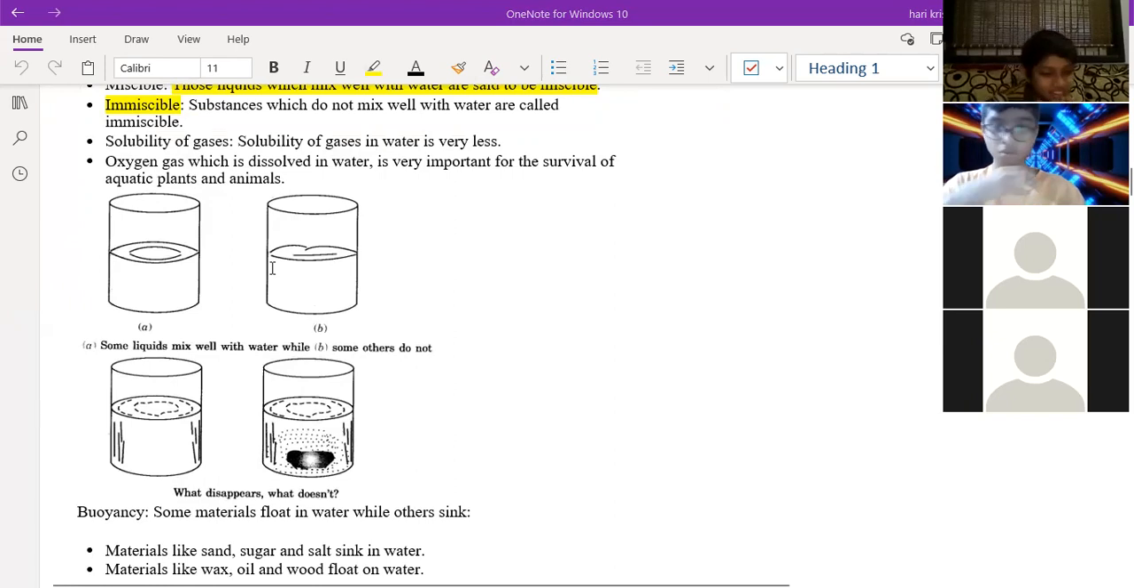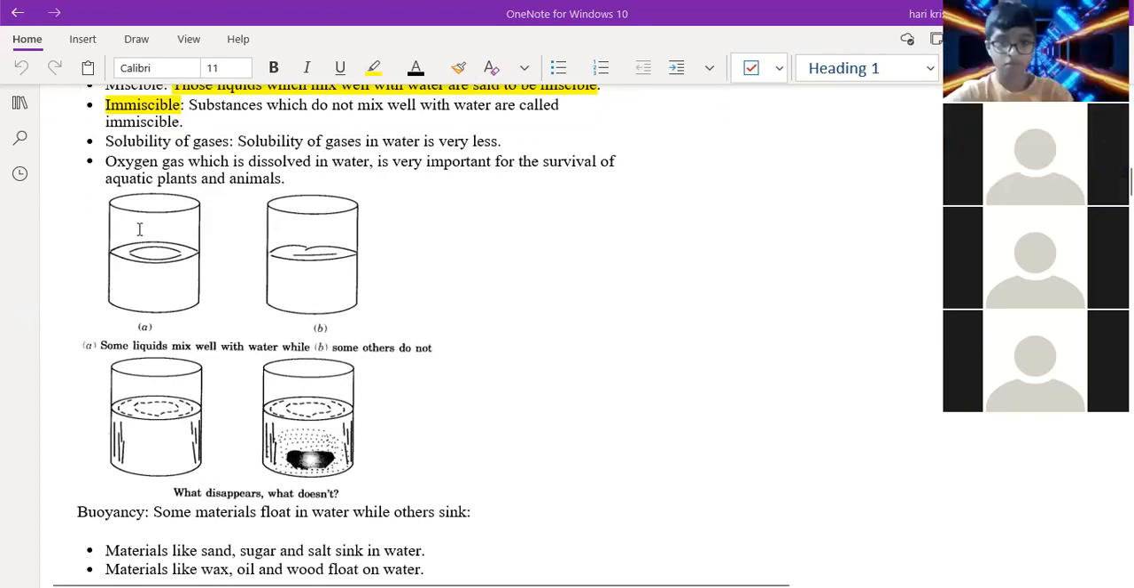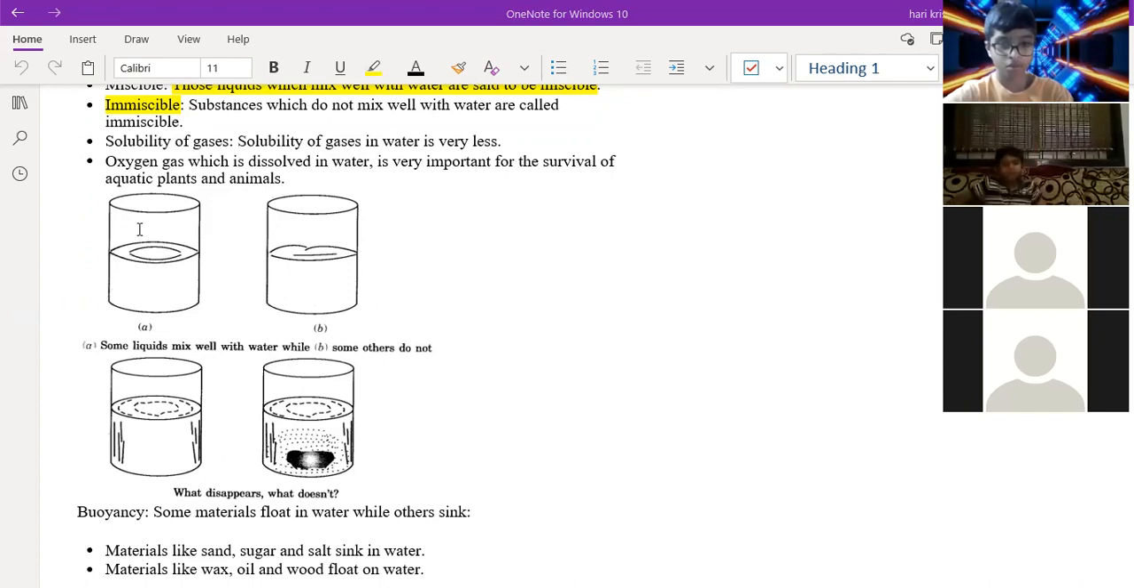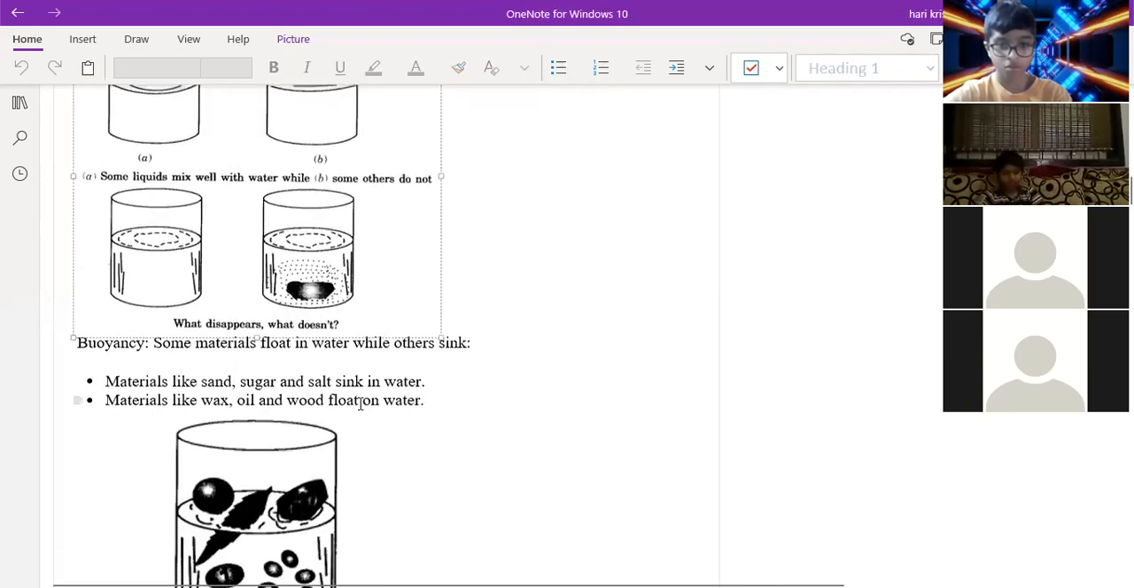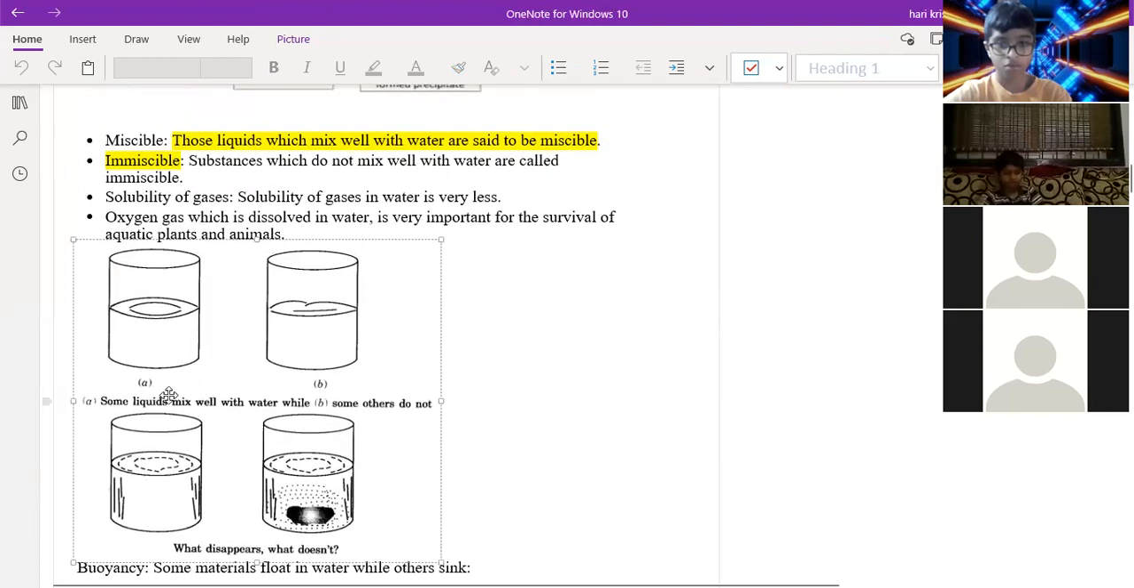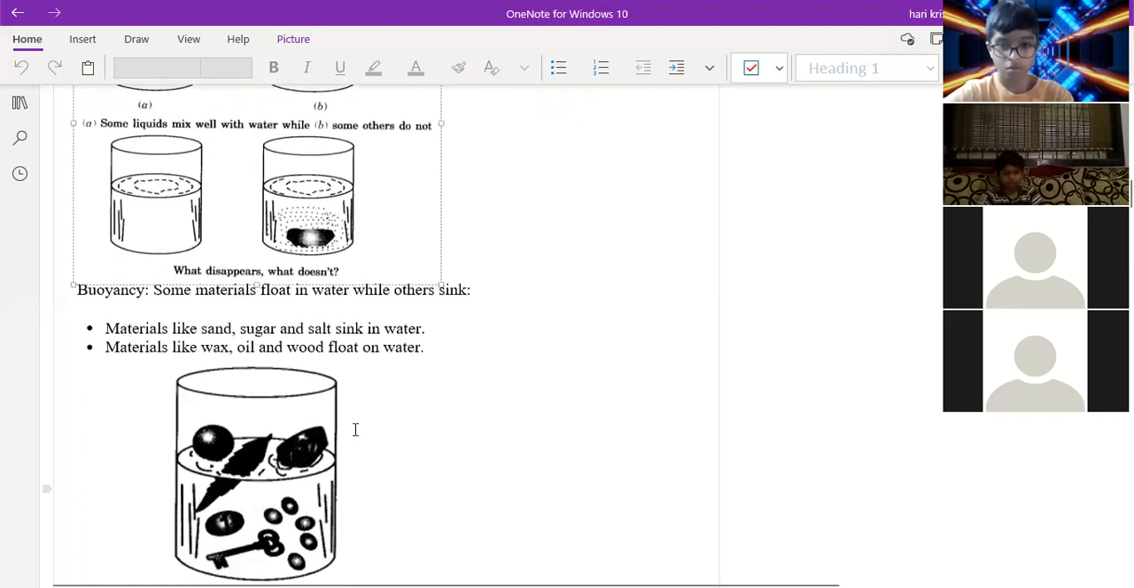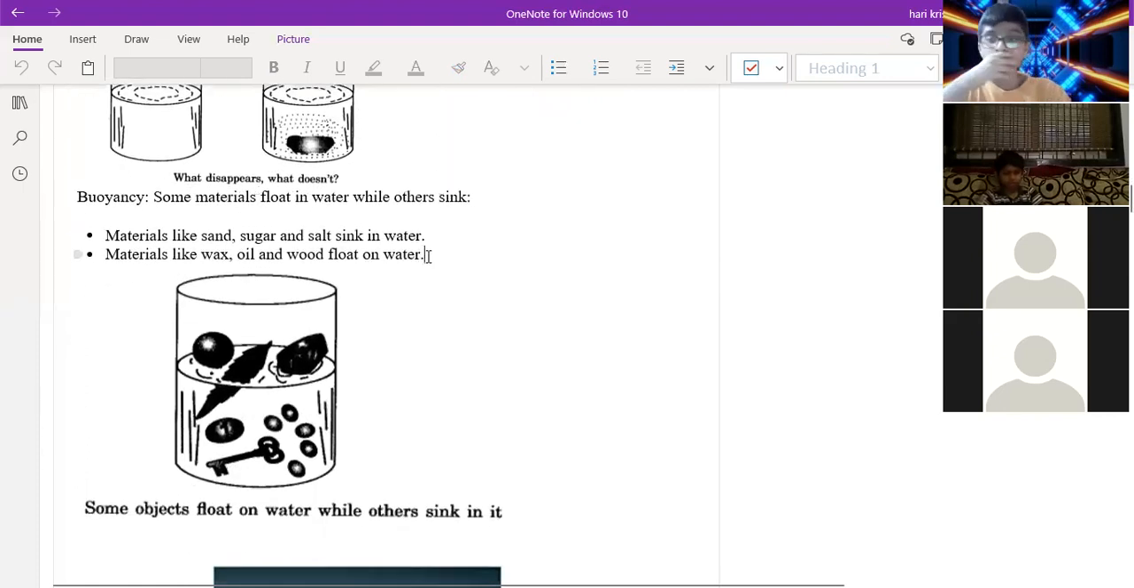So that one we discussed. Let me finish this topic first. Oxygen gas dissolved in the given water is very important for the survival of aquatic plants and animals. These are the diagrams for the given topics. The first one is about how some liquids mix well with water, while others do not mix with the water. Next one is buoyancy.